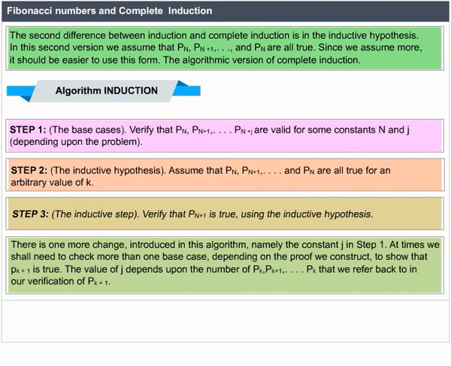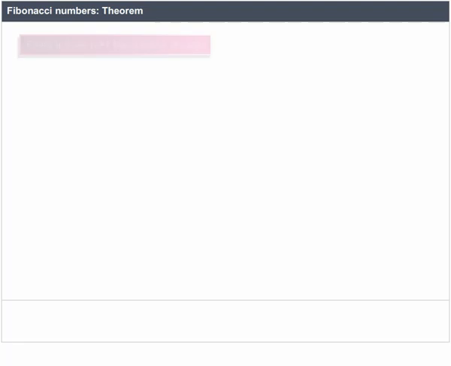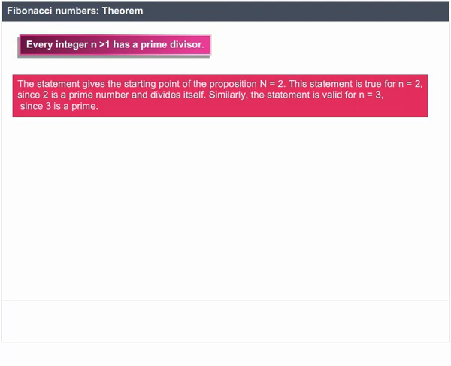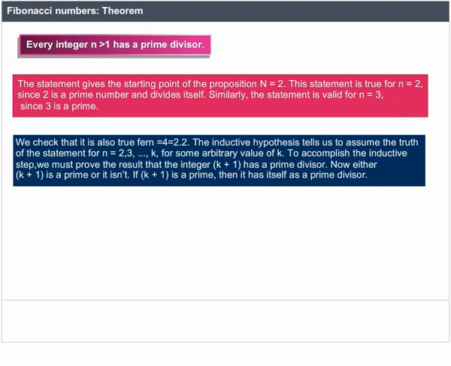Fibonacci numbers. Theorem. Every integer n greater than 1 has a prime divisor. The statement gives the starting point of the proposition, n equal to 2. This statement is true for n equal to 2 since 2 is a prime number and divides itself. Similarly, the statement is valid for n equal to 3 since 3 is a prime. We check that it is also true. The inductive hypothesis tells us to assume the truth of the statement for n equal to 2, 3, etc. k. For some arbitrary value of k, to accomplish the inductive step, we must prove the result that the integer k plus 1 has a prime divisor.